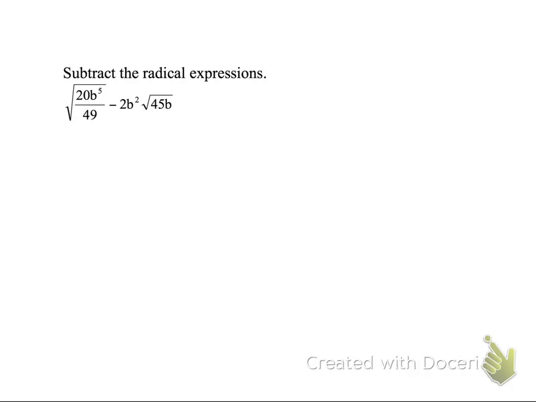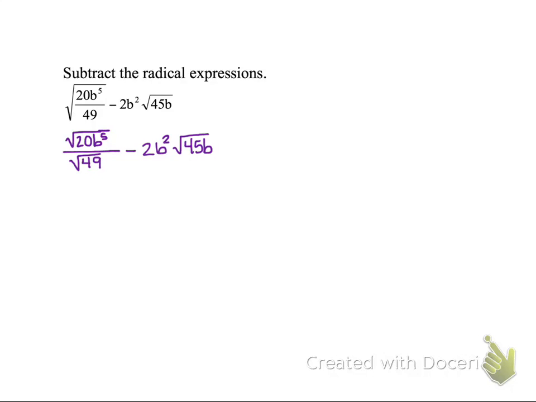In this example, we need to subtract the radical expressions. The first thing I'm going to do is rewrite this first radical as the quotient of two separate radicals. So this is going to become the square root of 20b to the fifth power over the square root of 49, and then I have minus 2b squared square root 45b. Okay, what I'm going to do next is start simplifying all of my radical expressions.